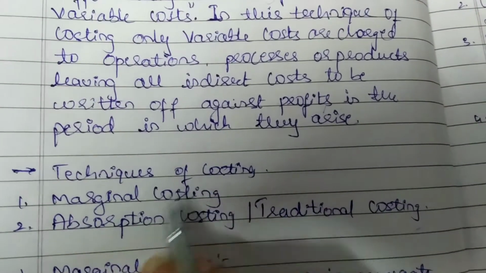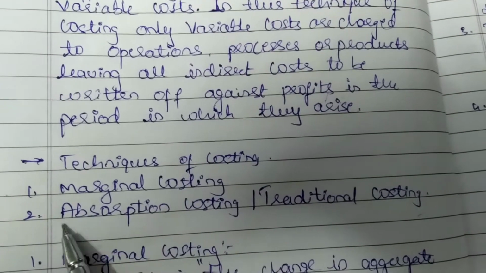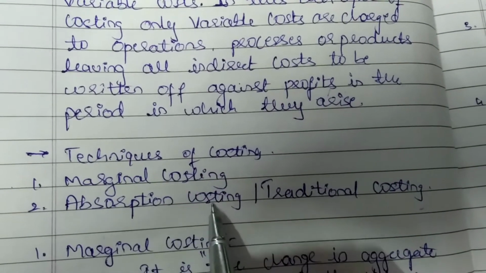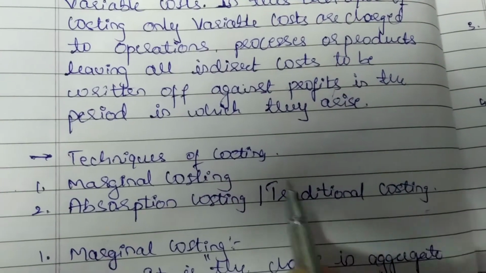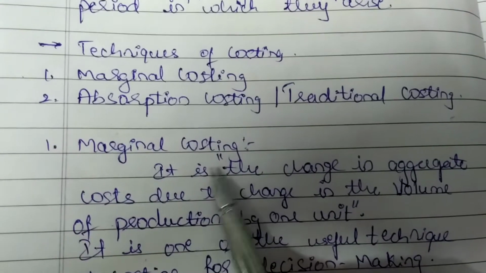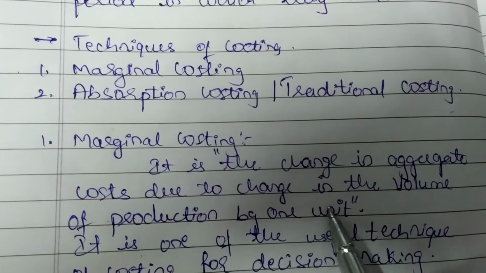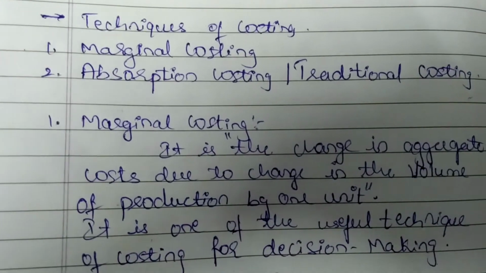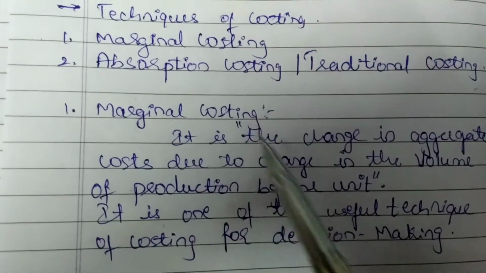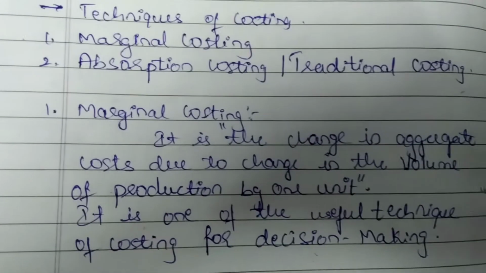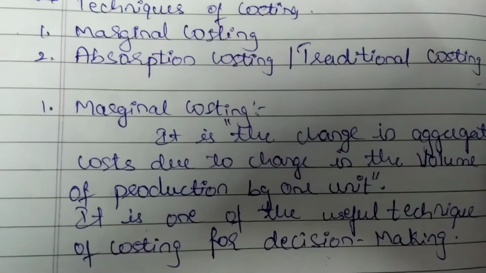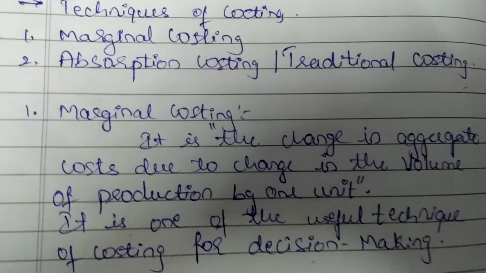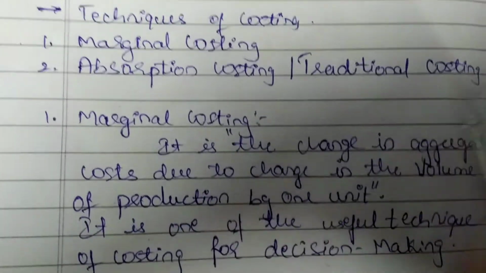Now, techniques of costing are of two types. In the earlier days it was absorption costing, and now it is marginal costing. Absorption costing is also known as traditional costing. Marginal costing is the change in the aggregate cost due to the change in the volume of production by 1 unit. It is a useful technique of costing for decision making, to make decisions on performance. If one additional unit is produced, we find out the reason for that, and ultimately action is taken on the change in the volume of production.